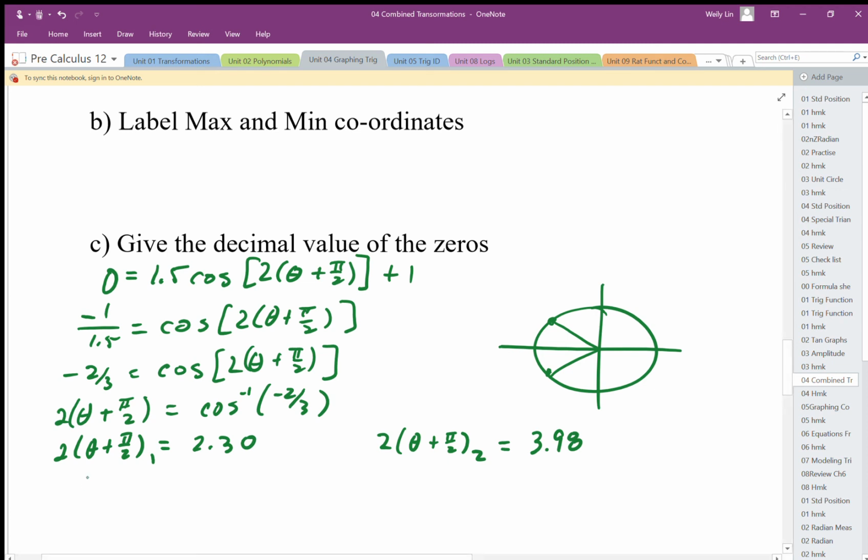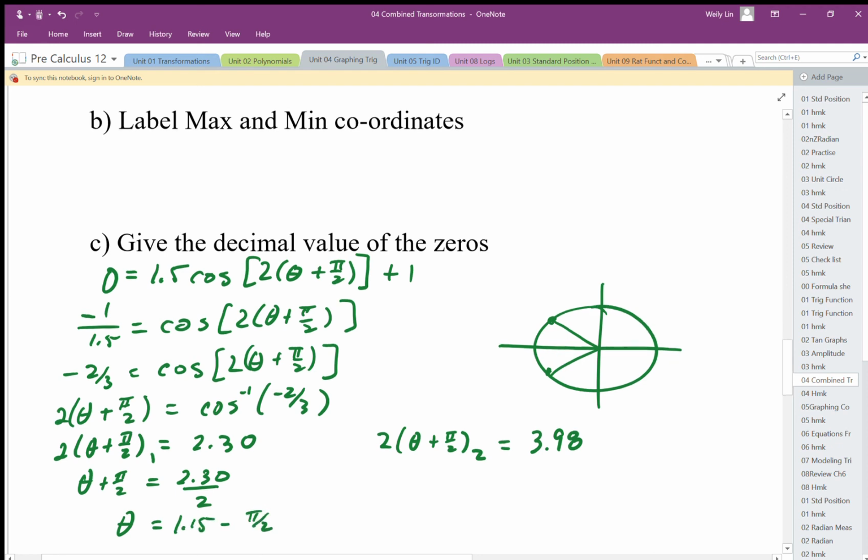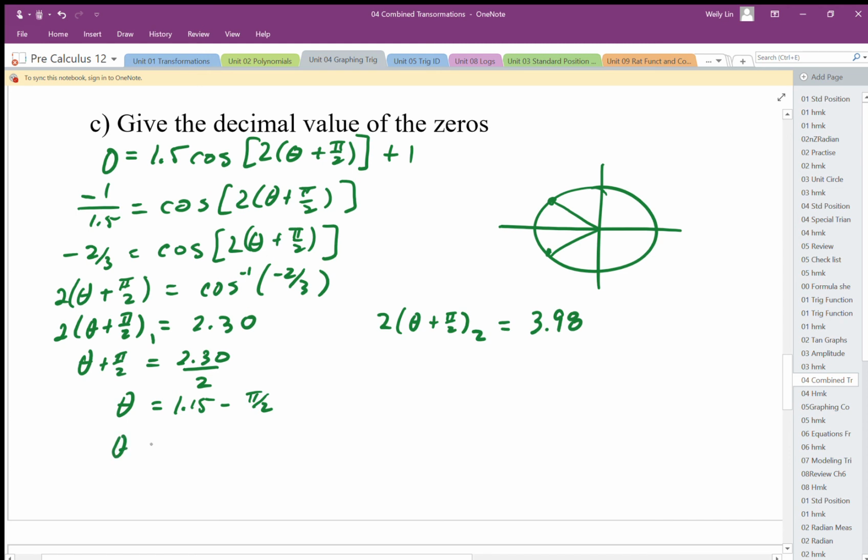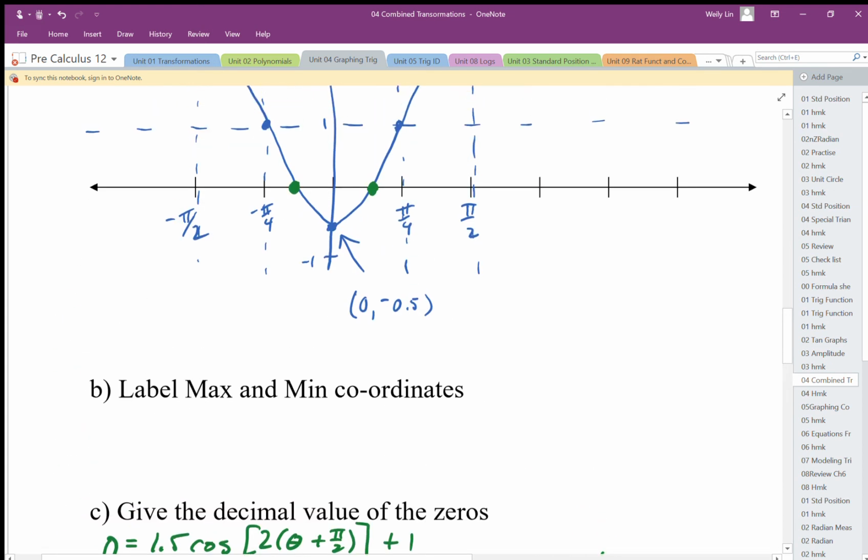So I'm going to get theta plus pi over 2 is equal to 2.3 divided by 2. So theta is equal to 1.15 minus pi over 2. And so my angle here is 1.15 minus pi divided by 2. This is going to give me an angle of negative 0.42. If I take a look at my graph here, that position is approximately negative 0.42.